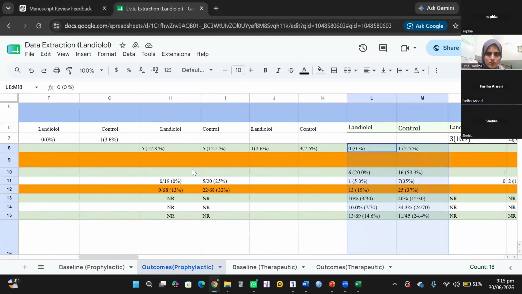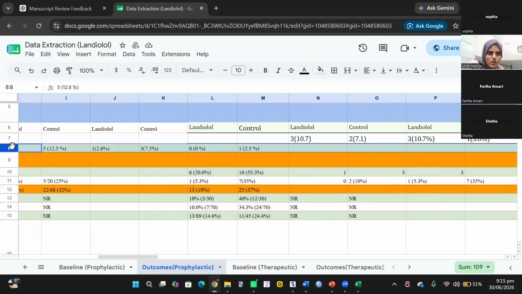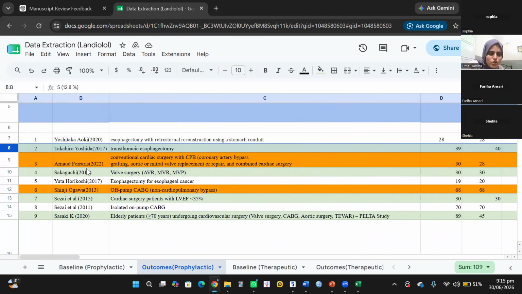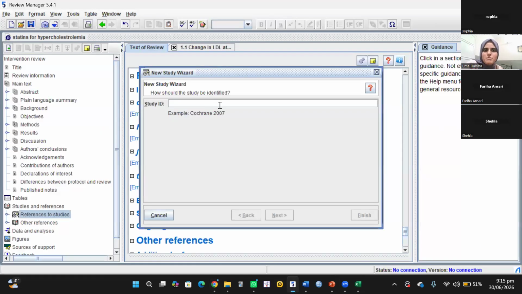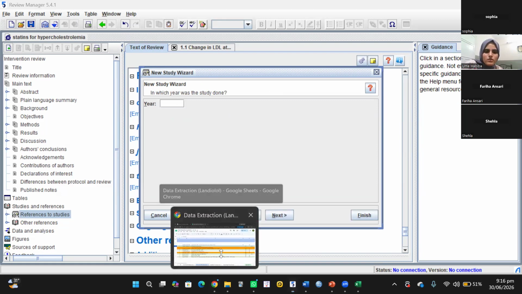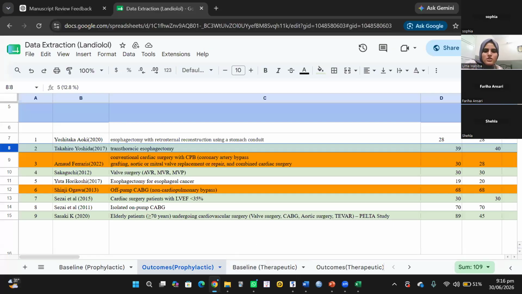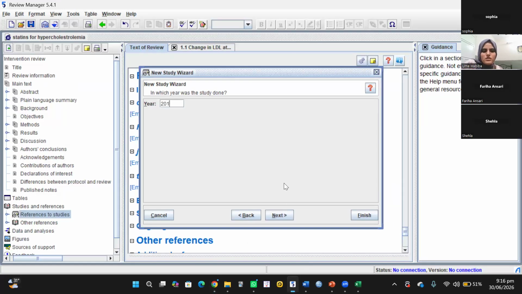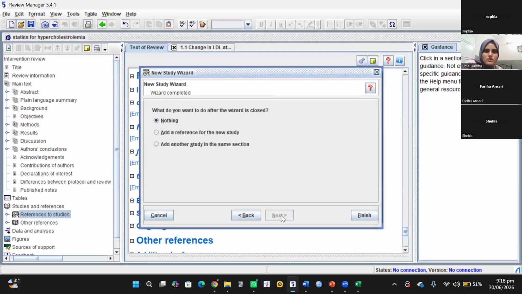We're gonna take the first 3, right? So this study has mentioned it. What is the study 8? This is called Yoshida. So first I'm going to mention Yoshida. I'm adding new studies because I need to add Yoshida. Next. Next. It's asking me the year. What was the year? 2017. I'll just add 2017. Next. Next. What do I want to do? I want to add 3 studies, right? So what I'll say is add another study in the same section.